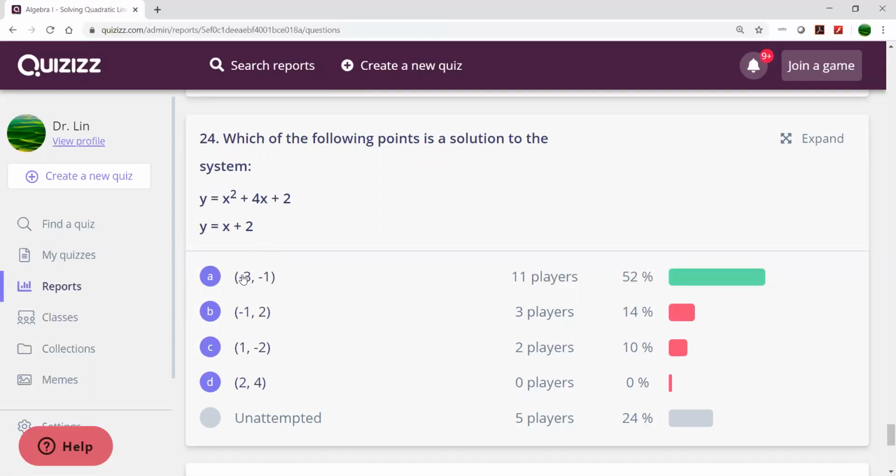Okay, let's see this one. -3, this makes sense. -3 here is 9, 9 minus 12 and plus 2, so it's what? It's -1, right? So this A makes sense. You just need to put the answers in to check if they make sense.